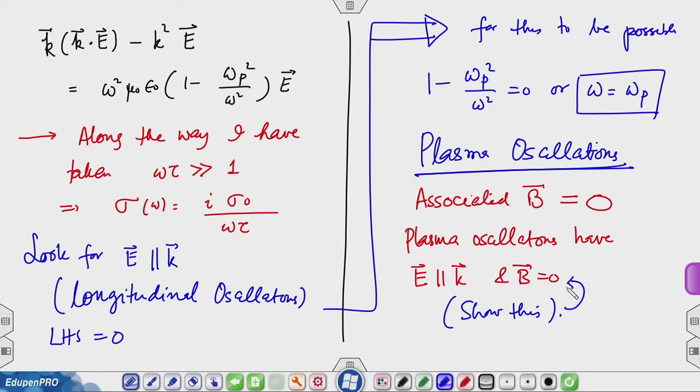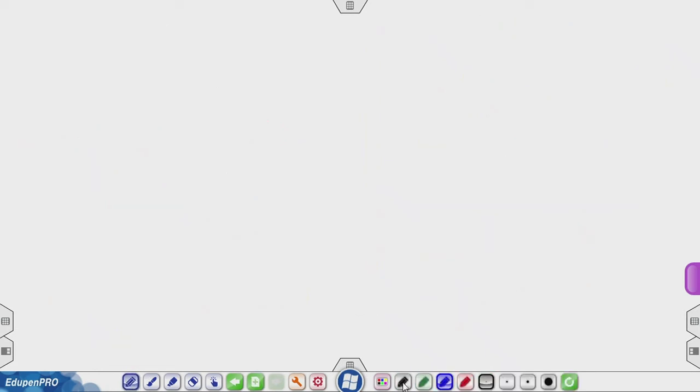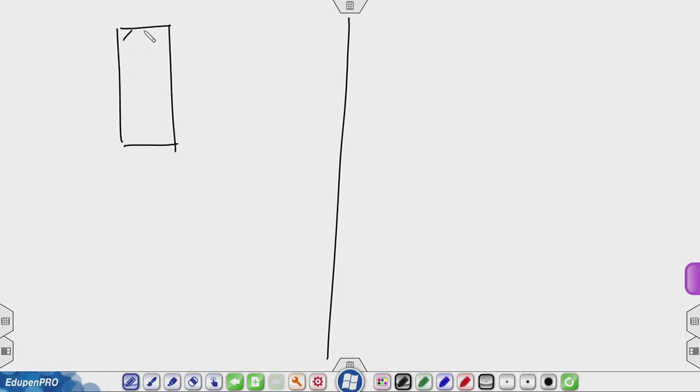Let us just look at it physically, and this is a very standard problem. If I have a metallic block with positive uniform charge, and I displace the electrons by a small distance here, so that this is all negative charge, this is all positive charge, there will be a field inside like this, which will pull these electrons back, and this whole block will oscillate with omega p.